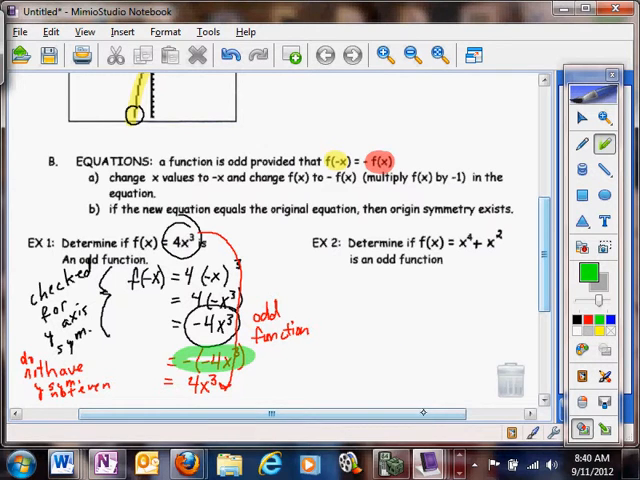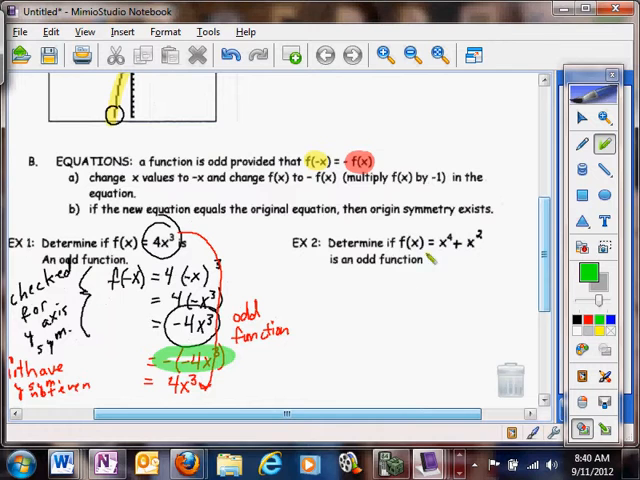Let's look at the second example. So the first thing I want to do is check for even symmetry, because I'm just going to plug in a negative x everywhere I have an x. And I start by putting a set of parentheses everywhere I have an x. And then I plug in that x.